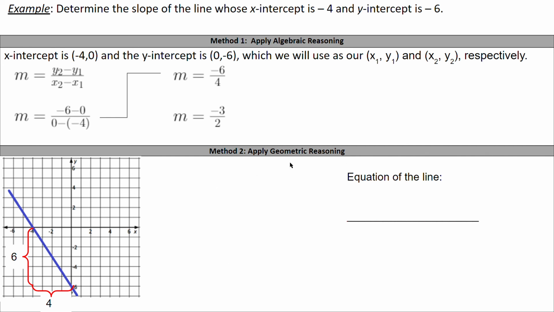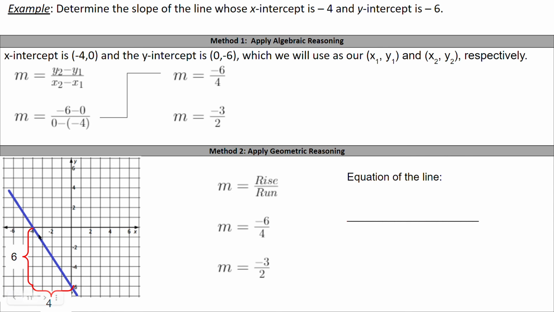Now, we want to use the geometric reasoning. As you can tell, I already have the rise and the run. So notice how the rise is just the y-intercept. Or in this case, it's the fall because it goes down. And the run is 4. Keep in mind that the -4 is just to the left. So why are these two positive? Well, because that's a -6. That's a negative rise or a fall.